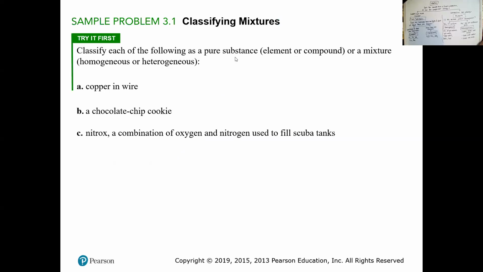All right. Classify each of the following as a pure substance, and then element or compound, or a mixture, homogeneous or heterogeneous. So again, copper wire. We're looking at copper wire here. Copper is a pure substance, and copper specifically is an element, lowercase e for element. Sorry, my mouse writing is not great.